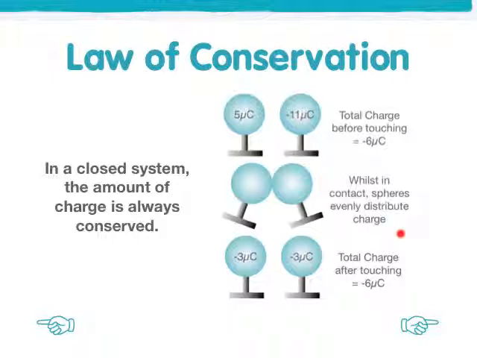Whilst in contact, spheres evenly distribute their charge. The 5 and the minus 11 will cancel out, and eventually it would become neutral. However, not exactly neutral, because there is more negative charge. The total charge after touching, after this redistribution of electrons, would have to be the same. It would still be minus 6.